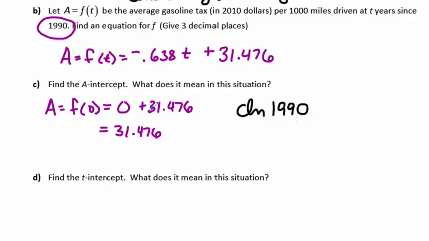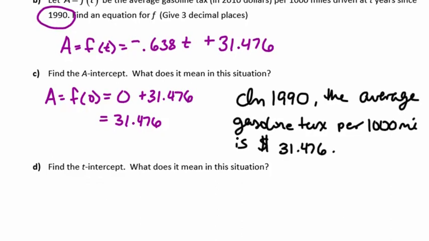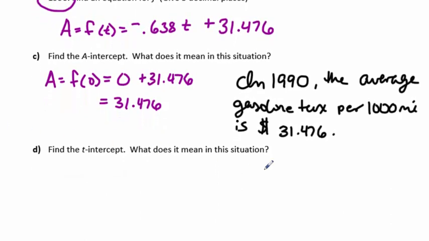So in the year 1990, what's that 31 represent? So that 31 is the average amount of gasoline tax that you pay per 1,000 miles driven. So in 1990, the average gasoline tax per 1,000 miles is 31.476. It'd be alright if you rounded that to 0.48 since we know it's talking about money here. But at a gas pump, you do see the third decimal place appear in a lot of prices, so it's okay to leave it this way as well.